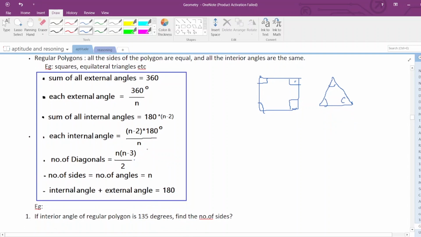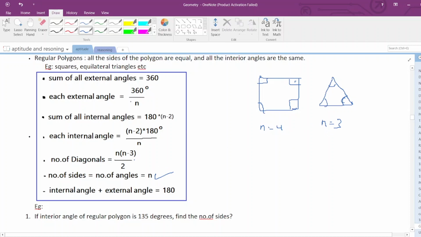Here, I am considering n equal to the number of sides and the number of angles. If you look at this square, there are 4 sides and 4 angles, so n is equal to 4 here. In the same way, in an equilateral triangle, the angles are 3 and sides also 3, so I can say n is equal to 3. I told you n is equal to the number of angles or sides.